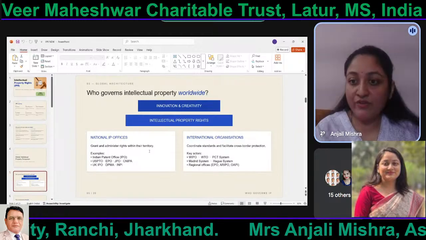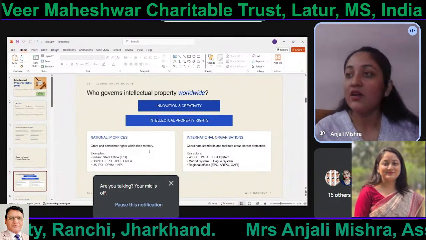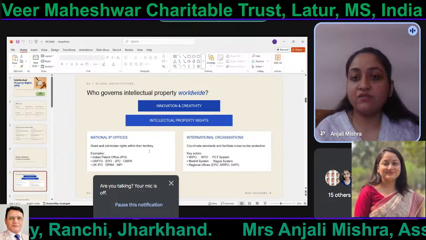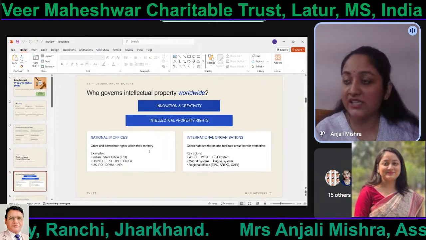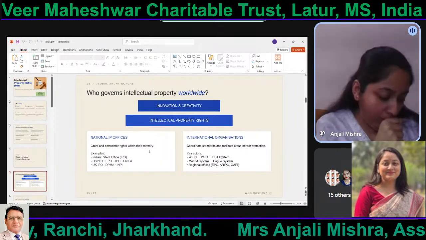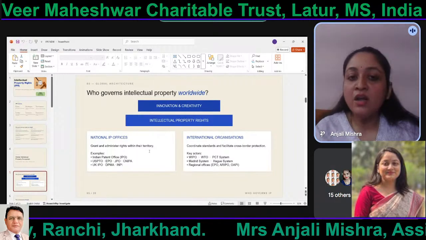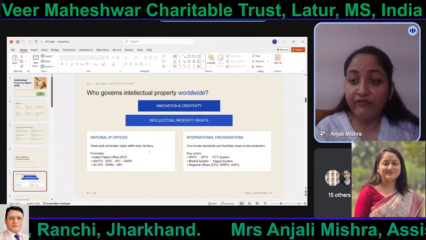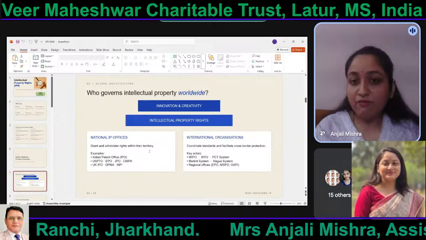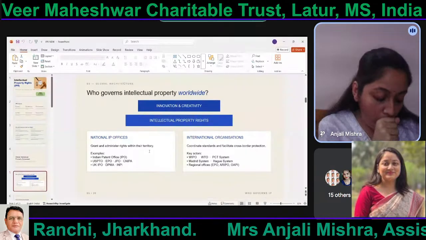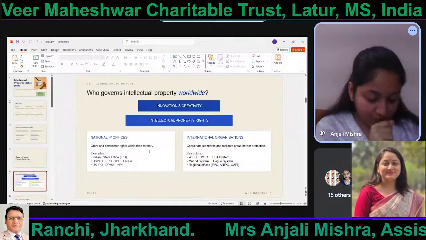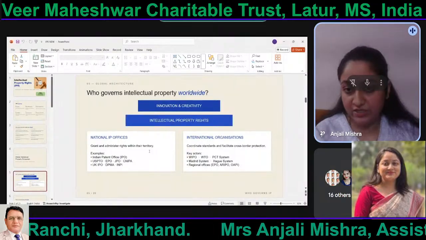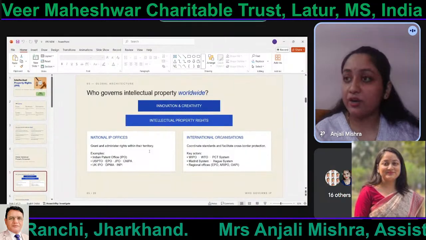So we have different organizations under the United Nations that look after various aspects. For example, when it comes to monetary aspects, we have the International Monetary Fund. When it comes to some social aspects, we have UNESCO. When it comes to something regarding women and maternal health, we have UNICEF. Similarly, when we talk about intellectual property rights, we have WIPO, the World Intellectual Property Organization, which comes under the World Trade Organization.